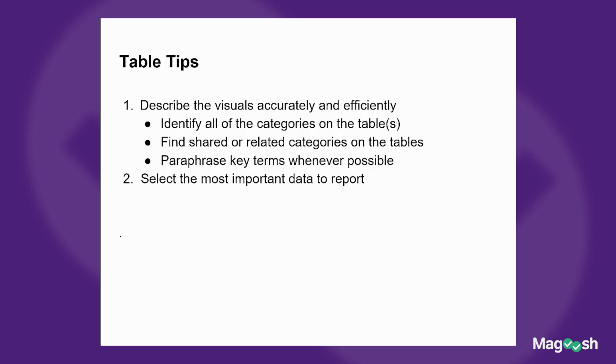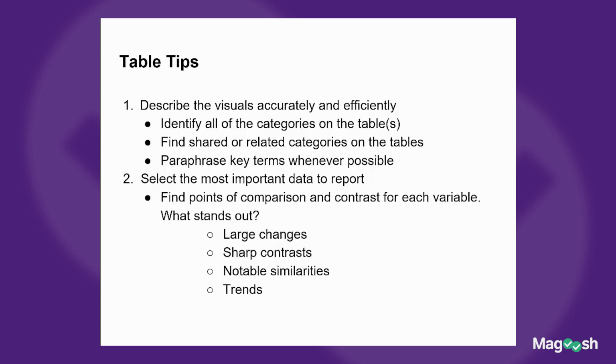So here are some tips on how to select the data on the tables that you're going to report about in your response. You want to look for the things that stand out the most. Those are typically large changes, sharp contrasts. When one thing is high, another thing is low. Are there places on the tables where you see things that are extremely different from one another? That would be a contrast in some way, and usually that is going to be something interesting you're going to want to report about in your response.